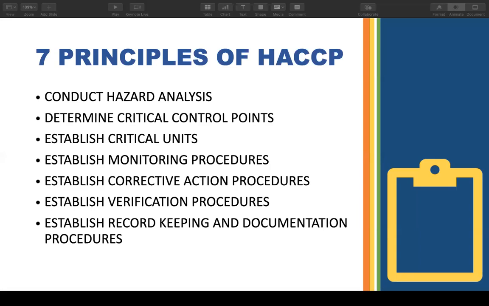And the results of monitoring activities will be recorded by the critical control point monitors. And the fifth principle is establishing corrective action procedures. Corrective actions are actions to be taken when monitoring results indicate a loss of control. In general, corrective actions include identifying the cause of deviation, determining product disposition, recording the corrective action, and re-evaluating the HACCP plan.